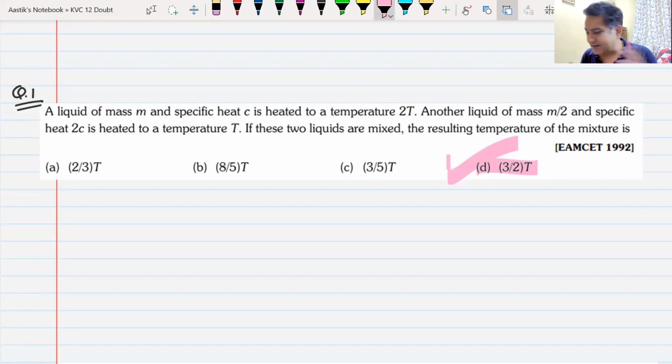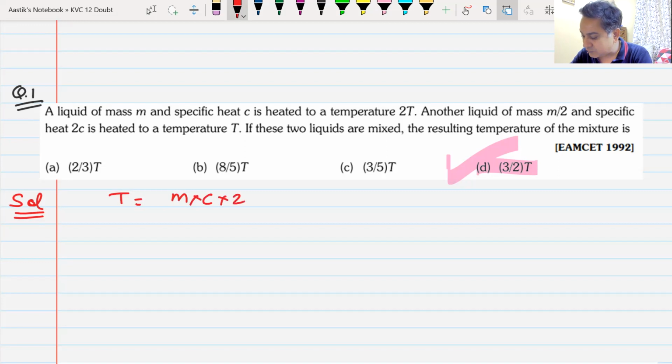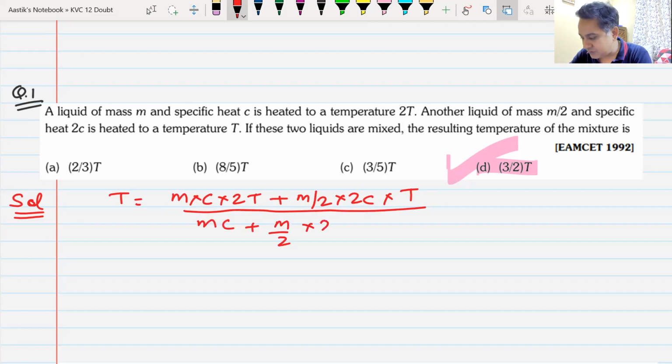I don't have to write heat loss, heat gain, and this and that. I can straight away remember, for JEE or NEET Main, the speed of your test, test of your speed. So I can simply write this T as M1 C1 times 2T plus M2 C2 times T, divided by M1 C1 plus M2 C2. So M into C into 2T plus M by 2 into 2C into T, divided by M into C plus M by 2 into 2C. I hope you can do the multiplication and division and you will end up with 3/2 T. What you have to understand is 3/2 T is basically in between 2T and T.